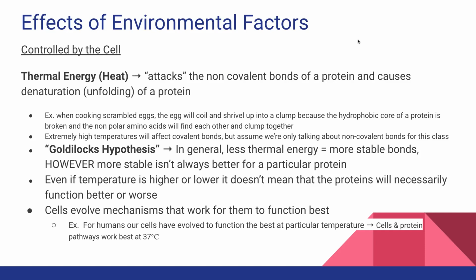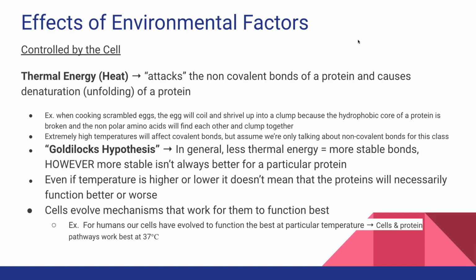In general, the cell wants to maintain a Goldilocks state. It wants to be in its just right state in terms of heat, pH, and salt concentrations. Different parts of our bodies have different pHs. Our proteins need to maintain just the right temperature, light, pH, and salt concentrations. Higher temperature or lower temperature doesn't always mean that the function of the protein is going to improve or that it's going to be worse.